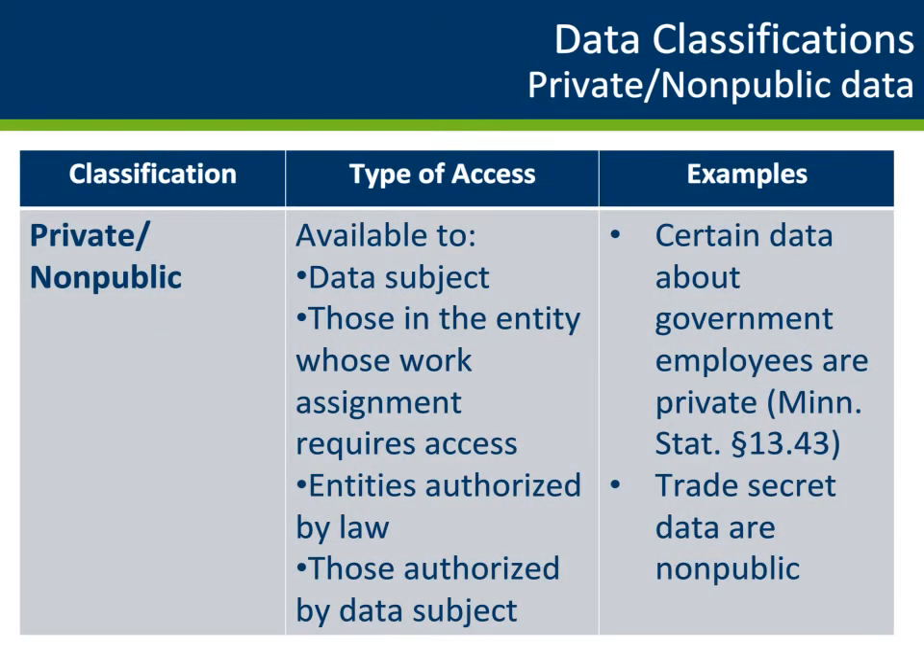Private or non-public data are available only to the data subject, individuals within a government entity whose work requires access to the data, other entities that are legally able to access the data, and those individuals with permission from the data subject. Private data are about an individual. Non-public data are not about individuals. Examples of private data are a government employee's home address or reason for using sick time. Trade secret data are classified as non-public.